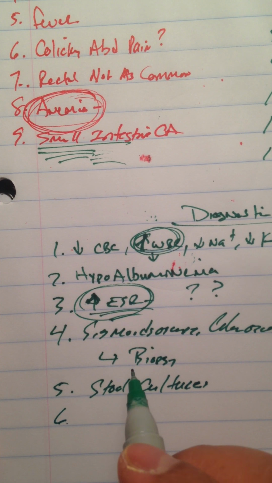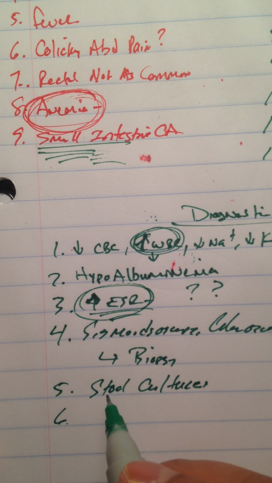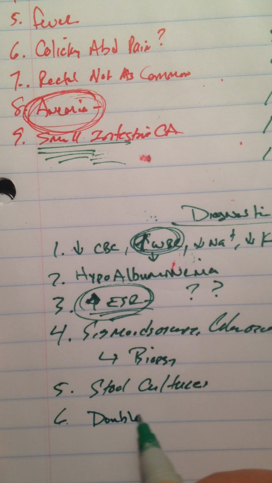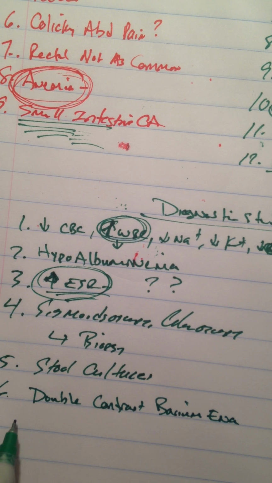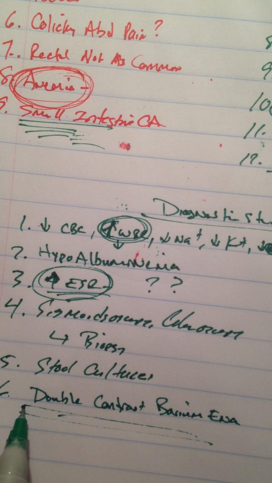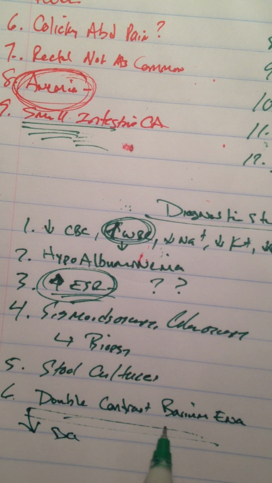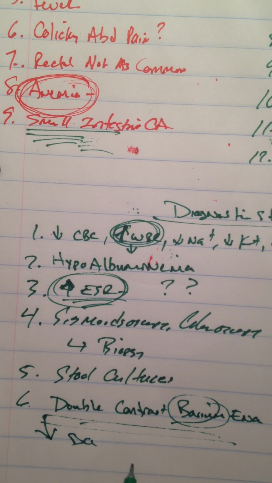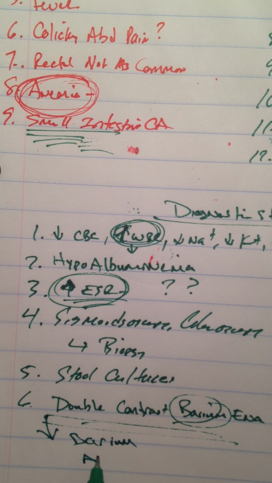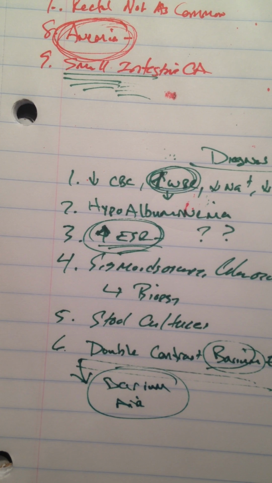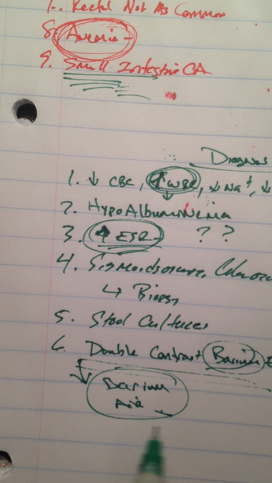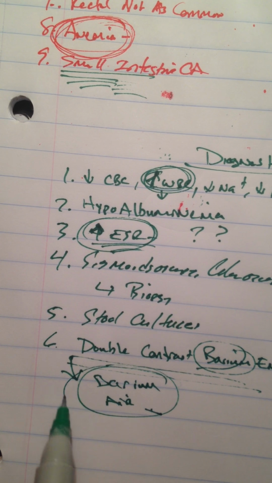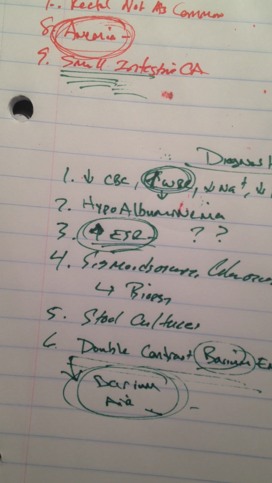And something else called a double contrast barium enema. This will be done in the radiology department. They may inject something like barium, hence the name barium enema, into the colon, and they will also put air in and help distend the colon so that the radiologist can get a better look and see if there's any diverticuli, any polyps, any ulcerations.